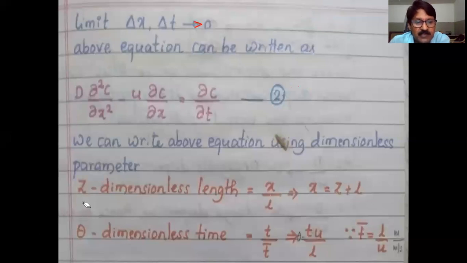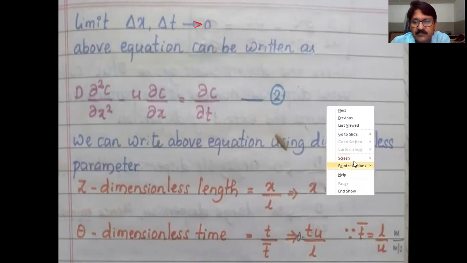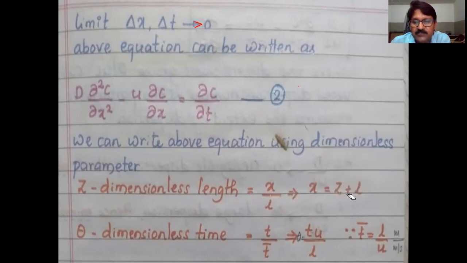Okay, so therefore Z. What is Z? Z is length. Length is in meter. X is also in meter. L is also meter. So therefore I can write this as x by L. So therefore x is equal to ZL, not Z plus L. It is ZL. Okay, x is equal to Z into L.